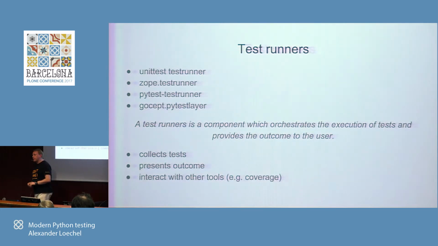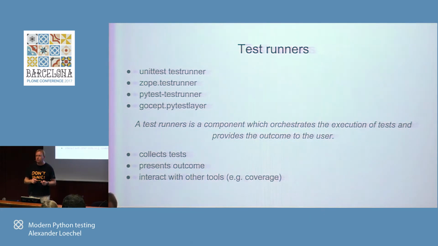The next thing are test runners. We do have explicitly the UnitTest test runner, which collects and everything. Then there's the Zope test runner, which adds test layer support so that you can specifically run tests against layers. The pytest test runner is the one that collects everything, the tests for pytest and so on, and executes it.